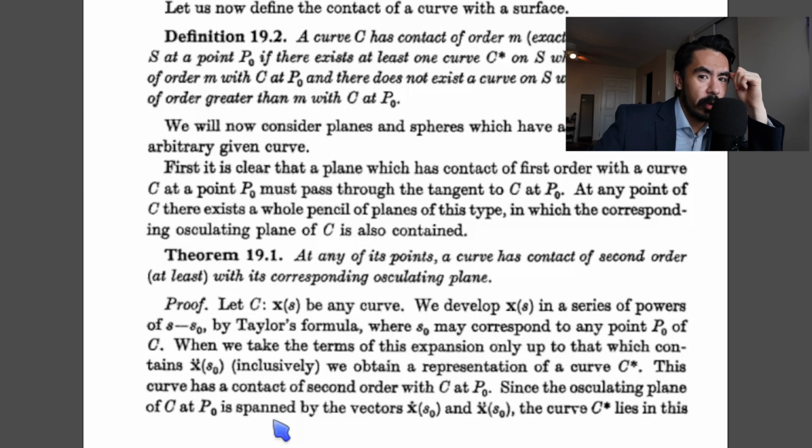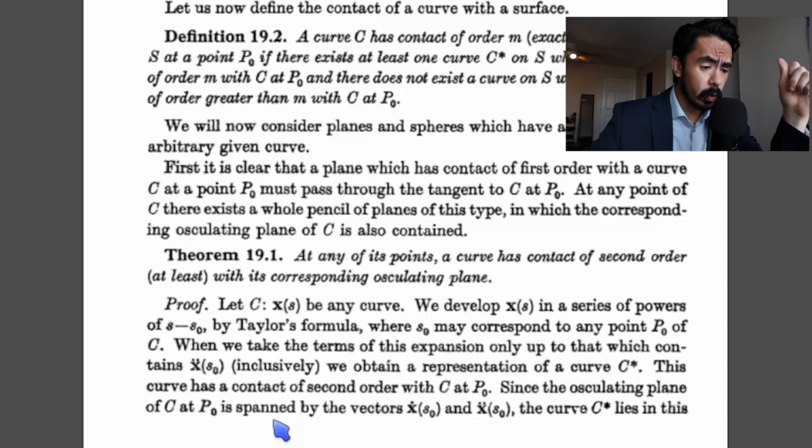Theorem 19.1, which we are going to prove. At any of its points, a curve has contact of second order at least with its corresponding osculating plane. And here's the proof. Let the curve C, given by its vector parametric representation in terms of arc length x of s, be any curve. We develop x of s in a series of powers of the quantity s minus s naught by Taylor's formula, where s naught may correspond to any point P naught of the curve C.